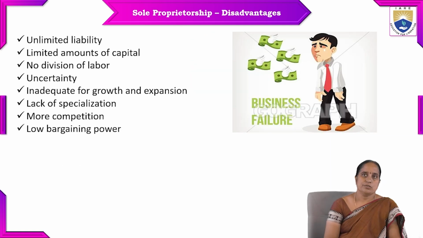And sole proprietorship has certain disadvantages also. The first one is unlimited liability. In case of business failure or losses, the sole proprietor or sole trader also invests his own personal property in the business. As business ownership and the owner are the same, both are one.